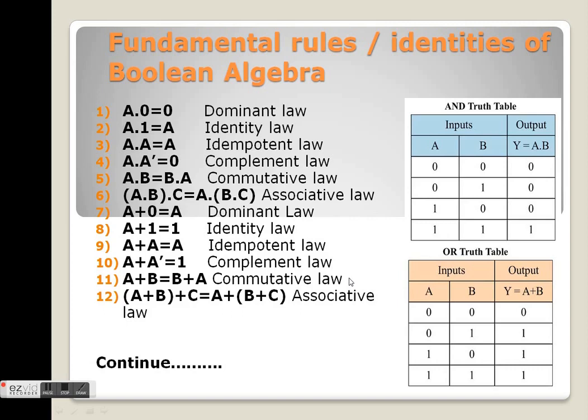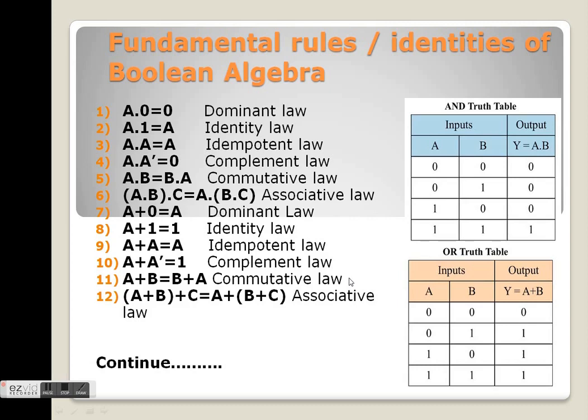The rules number 7 to 12 are related to the OR operations. Rule number 7 says that when we apply OR operation on any Boolean variable with 0, then we will get the value of the same variable in the result. For example, 1 OR 0 is equal to 1. Also, 0 OR 0 is equal to 0. This rule is known as the dominant law.